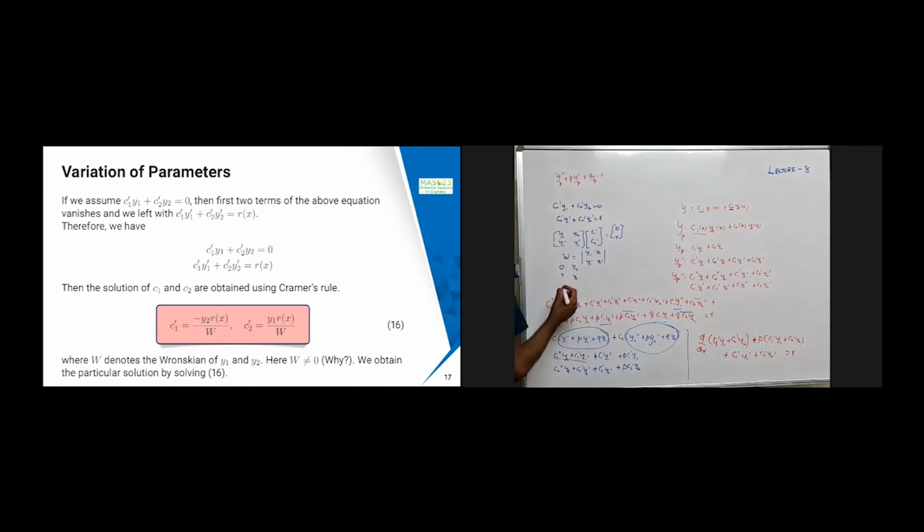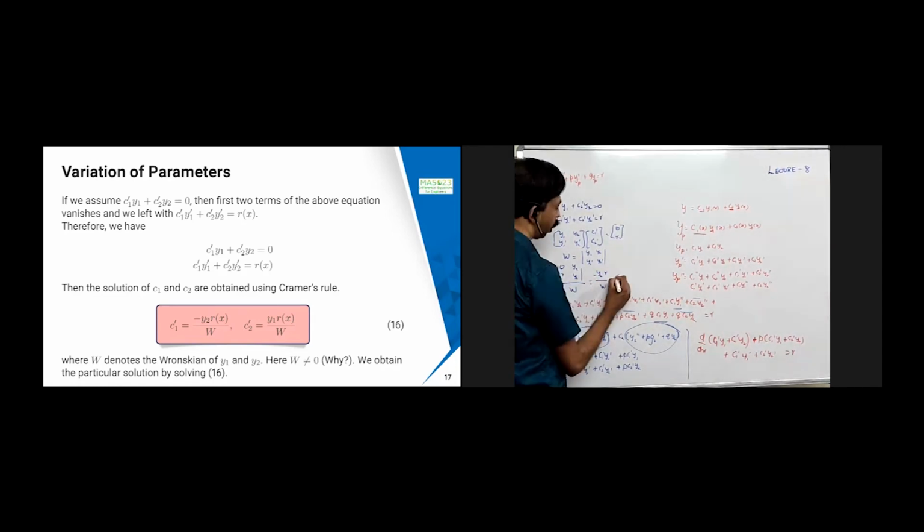So in that matrix, the numerator is going to be this, divided by W. This is going to be your C1', so this is going to become 0, therefore you are going to get minus y2 into R, divided by W.